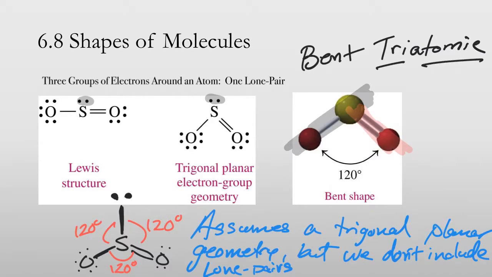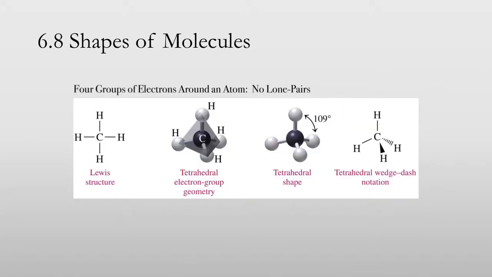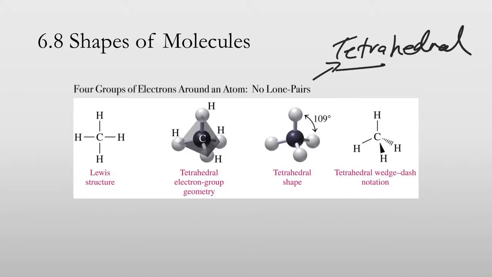3 atoms. If there are 4 groups of electrons around an atom and there are no lone pairs, we get what's called a tetrahedron, or a tetrahedral shape. Tetra means 4, hedra means faces, and you can actually see it in here. The faces, it's hard to actually see the line, but there's a line right there.